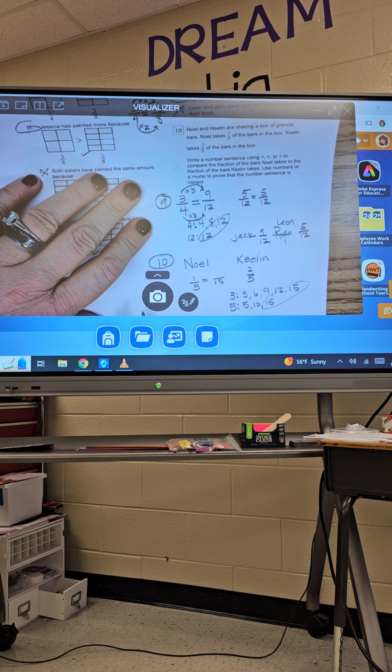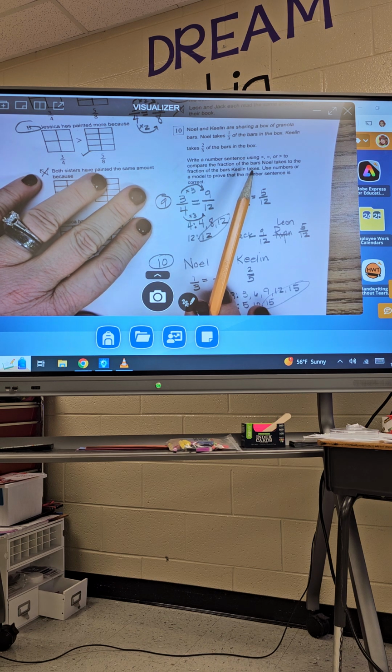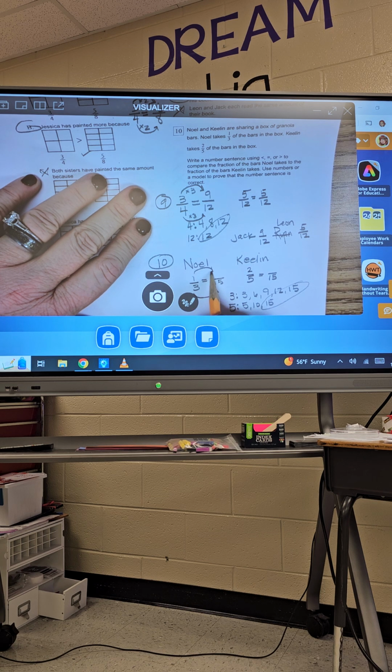The question asked me, and I'm going to go back and highlight where the question mark is. Write a number sentence. Okay, there's no question. Write a number sentence using greater than, less than, or equal to compare the fraction bars. Okay, so 15 is going to be the common denominator for both. 3, mathematically, I'm going to do something to get a 15, and 5, I'm going to do something to get a 15. I'm going to multiply 3 by 5 to get 15, so I have to multiply 1 by 5, and that is 5. So 1/3 is equal to 5/15.